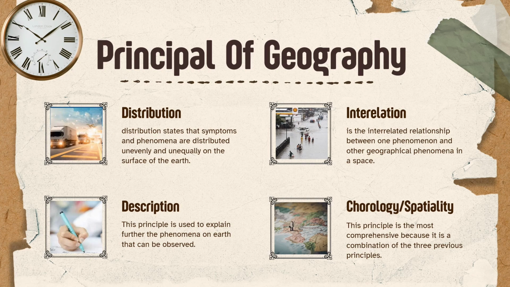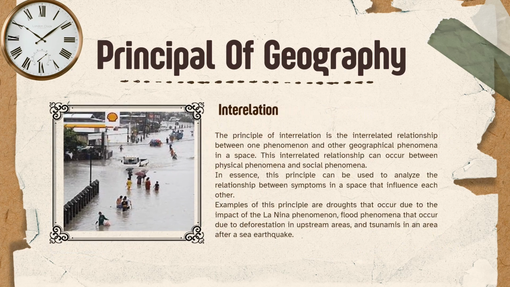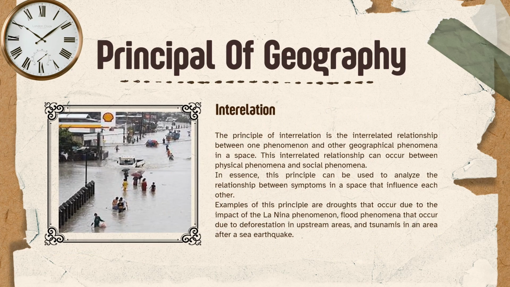Principle of interrelation. The principle of interrelation is the interrelated relationship between one phenomenon and other geographical phenomena in space. This interrelated relationship can occur between physical phenomena and social phenomena. In essence, this principle can be used to analyze the relationship between symptoms in a space that influence each other.